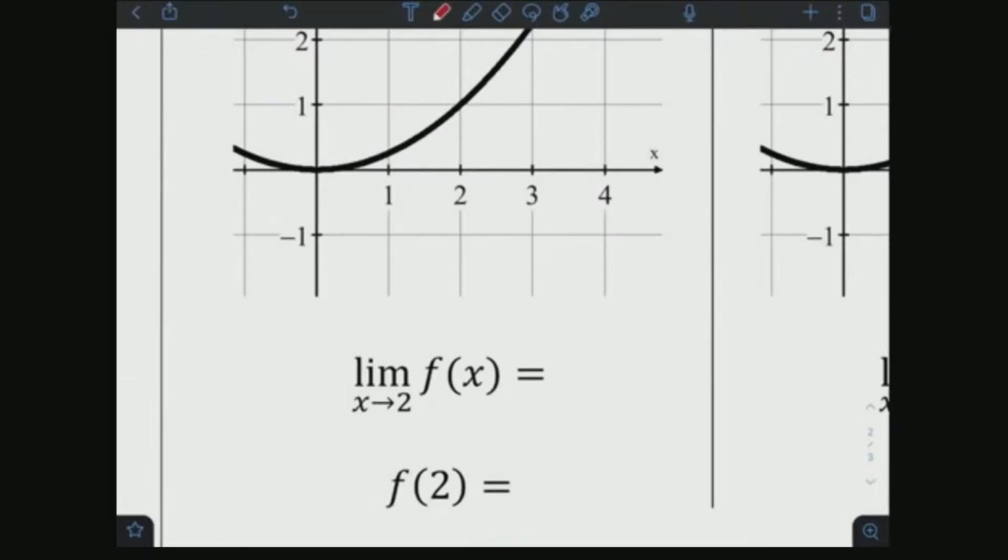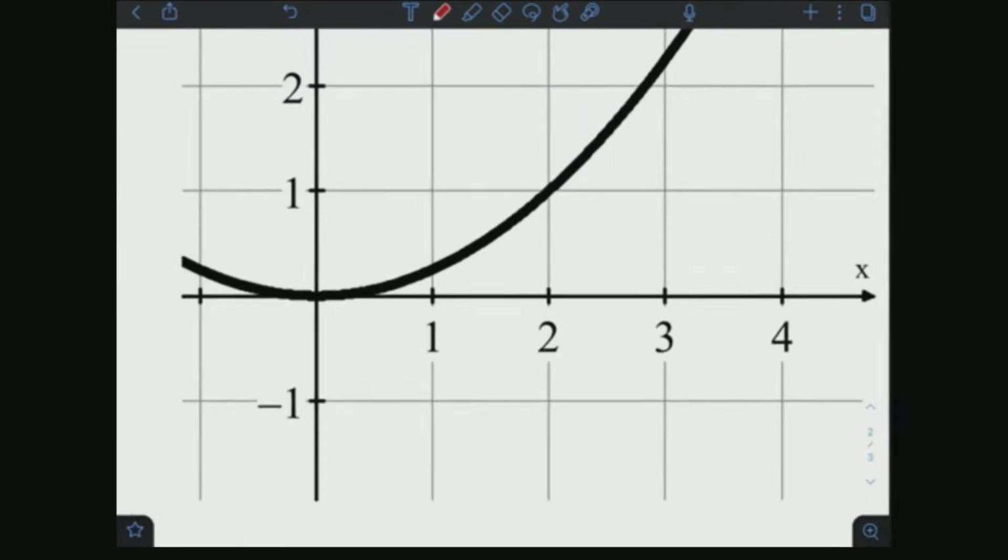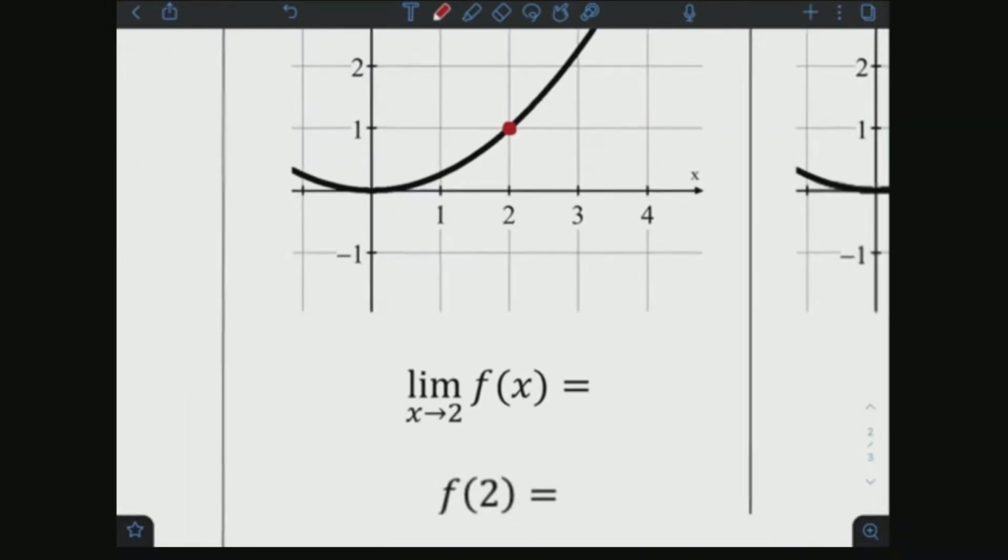Okay, so we're going to be starting off with graphs. So f of 2, let's start off with that first. The value of f of 2 when x equals 2 is 1. You should know that by now. But that's not the same as the limit.